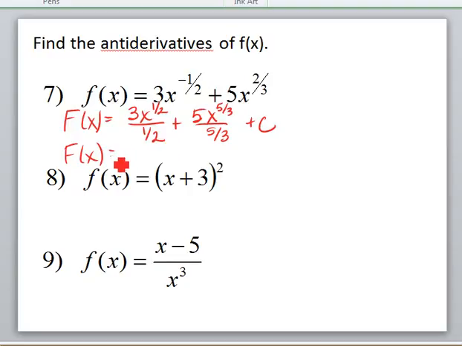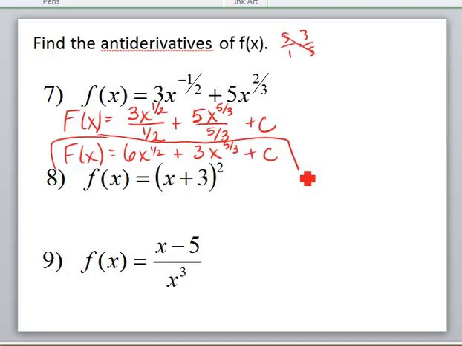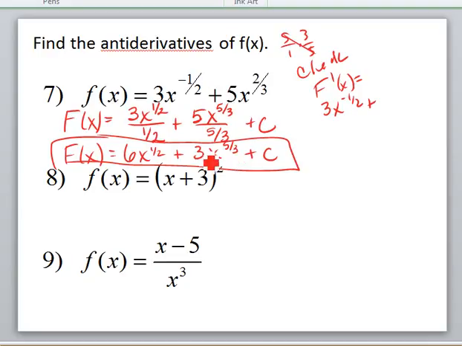3 divided by 1/2 is really 3 times 2, which is 6, x to the 1/2, plus 5 divided by 5/3, 5/1 times 3/5 gives me a 3, x to the 5/3, plus c. Again, we can check this answer. When I check this, I get 1/2 of 6, which is 3, x to the negative 1/2, plus, bring that out front, I get 5, x to the 2/3, and then I take the derivative of the c, which is just 0.